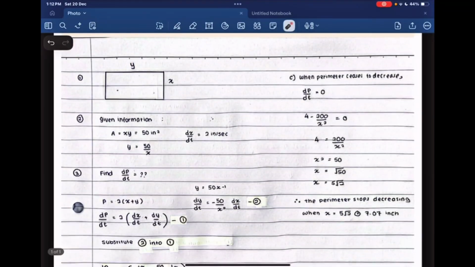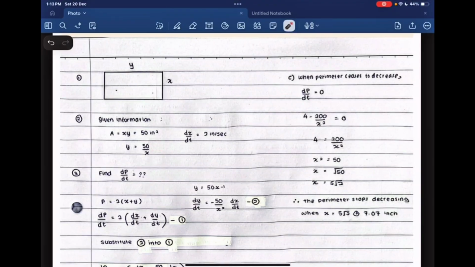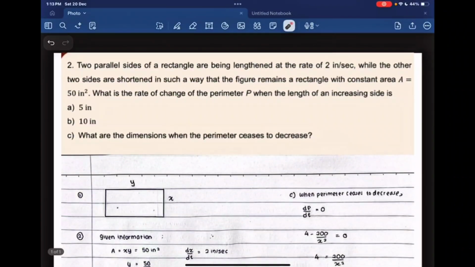So we have two given pieces of information, which are the dx/dt value and the area value. From the area value, we can substitute into the area formula, which is side times width, xy equals 50 square inches, and then we make y the subject, so we will get this equation. The question asks us to find the rate of change of the perimeter. So what is the dP/dt value when x equals 5 and x equals 10?